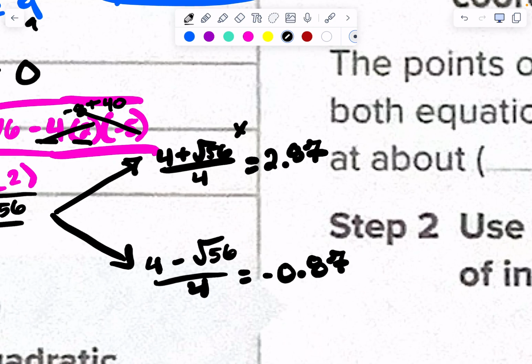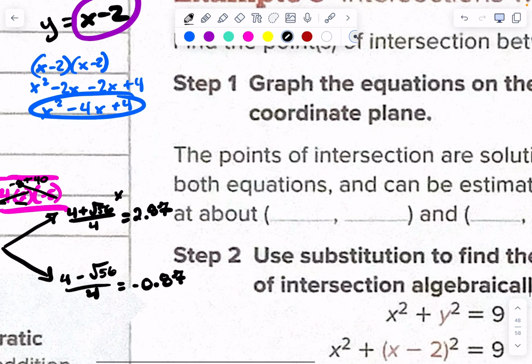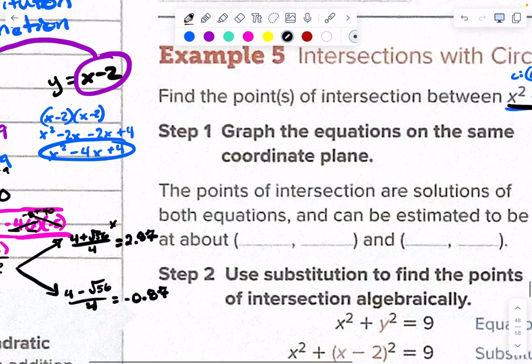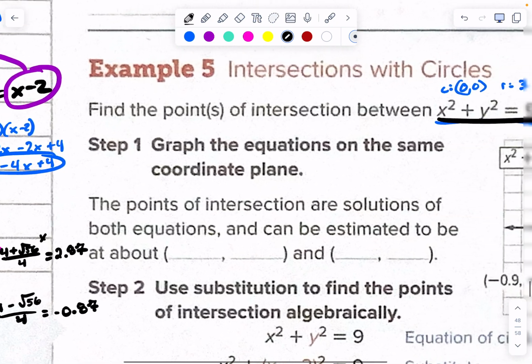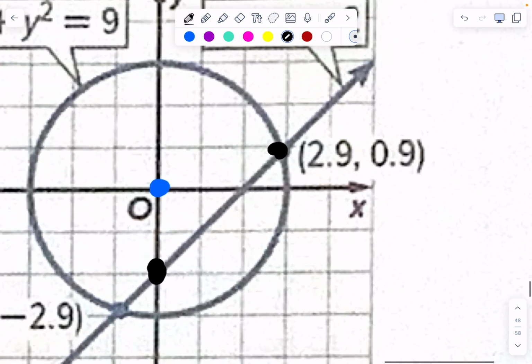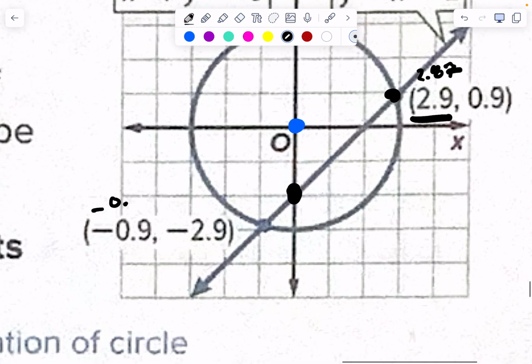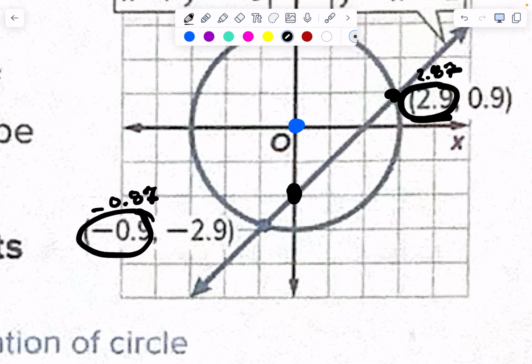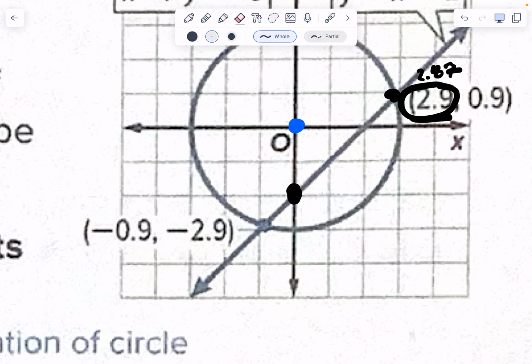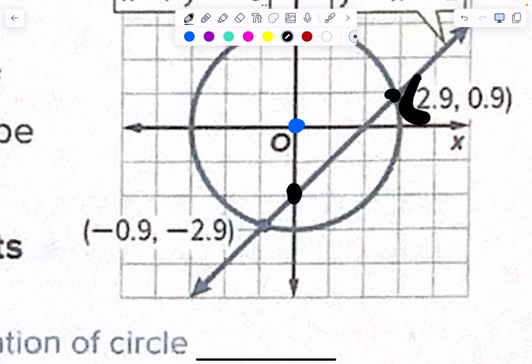There are two answers for x. Look at the picture. Two answers for x. 2.9, we said 2.87, right? 2.87 and negative 0.87. That is these two answers right here. Negative 0.9 and 2.9, yeah? How did they find the other coordinate? Like this was 2.9, right? How did they find that?